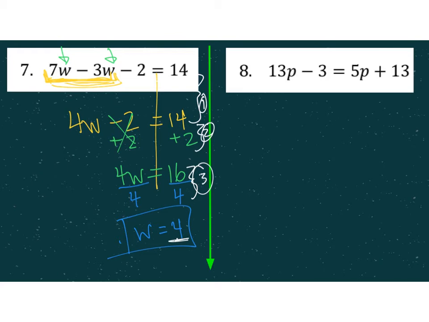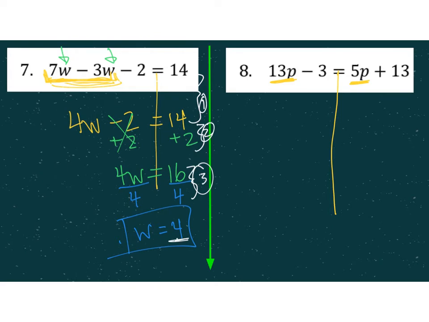Let's take a look at number 8. Now this one looks a little bit different. Here's my equal sign right in the middle. I see the variable p over on the left. It has a coefficient of 13. I also see the variable p over on the right that has a coefficient of 5. I have to move those two variables to the same side. I cannot solve for p if it's on 2 different sides in 2 different places. That doesn't make sense.